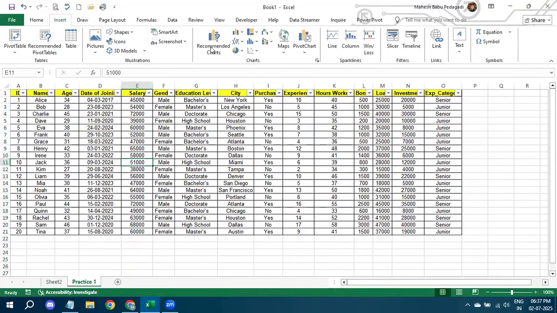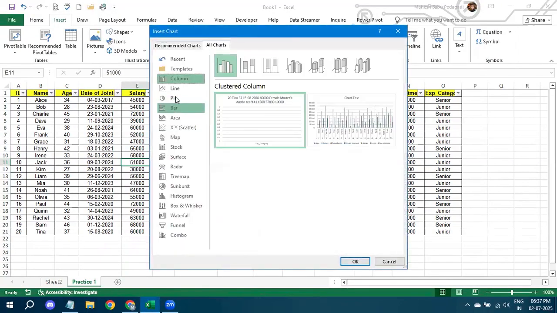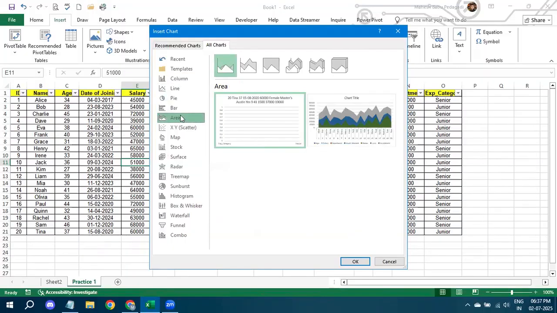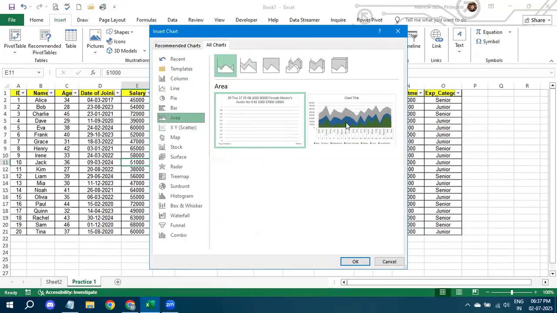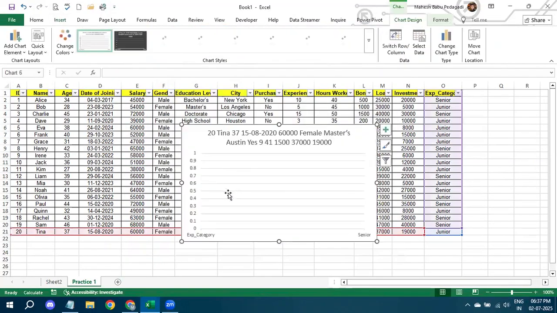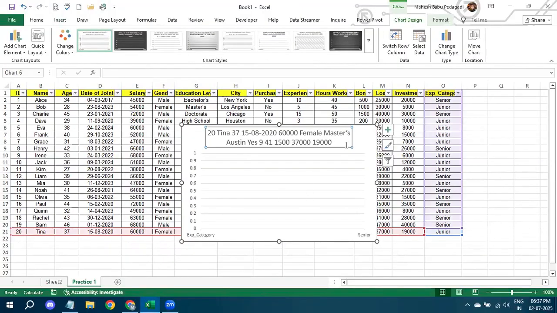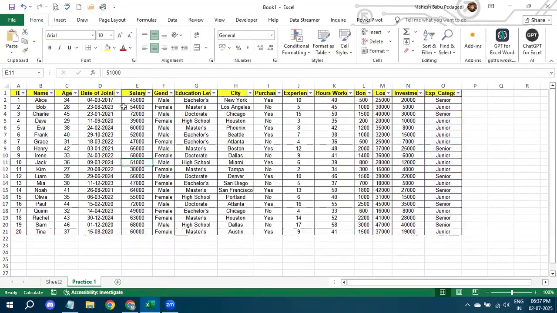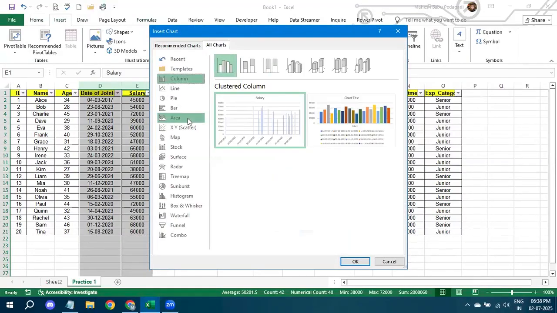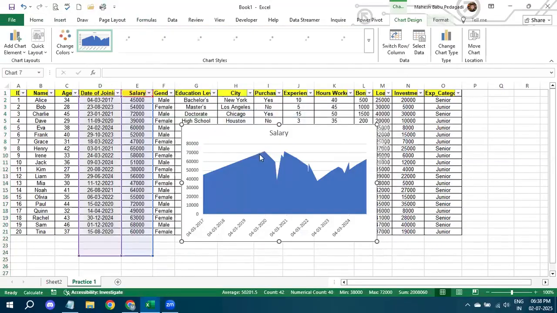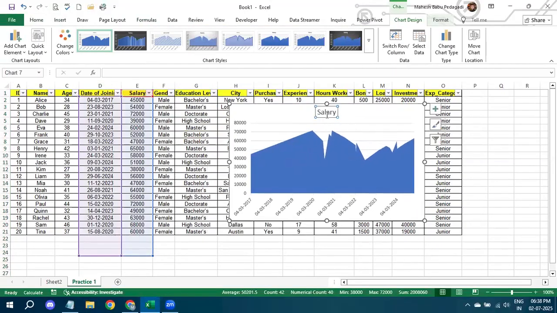Okay, now the next charts we have are pie chart, line chart, bar chart, area chart. The difference between line chart and area chart is, see, I will help you. First, I will select the area chart. Sorry, I haven't selected the data. Okay, hold on. Salary and date of joining. I will go to insert, recommended charts, and go to area chart. Okay, this is an area chart. I will make a note here.